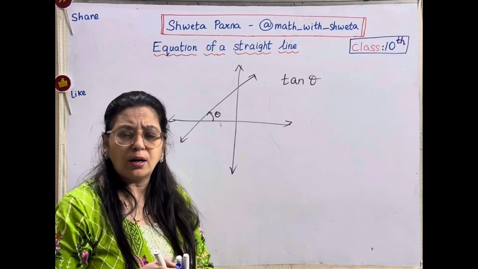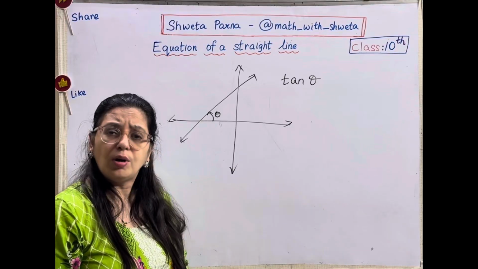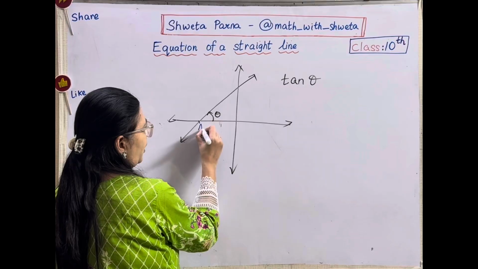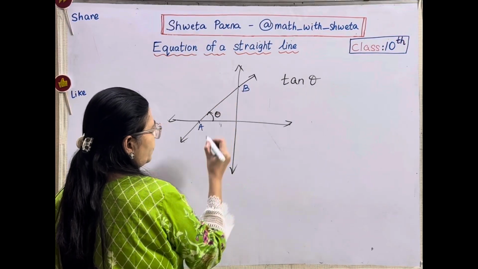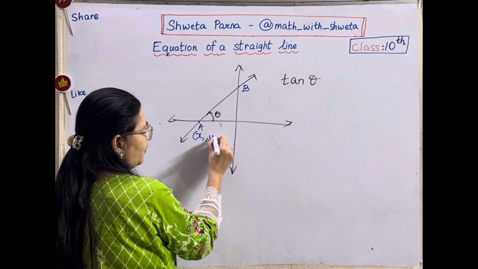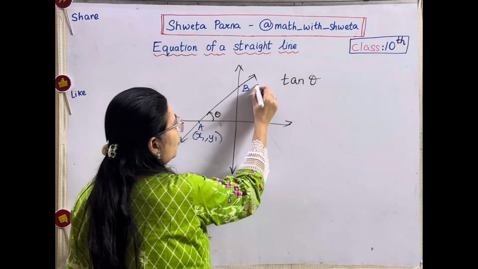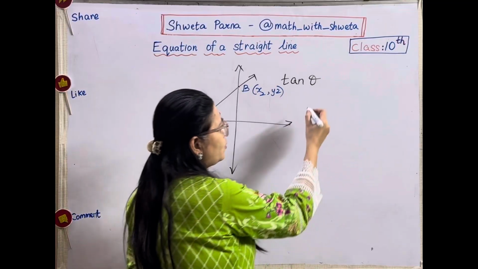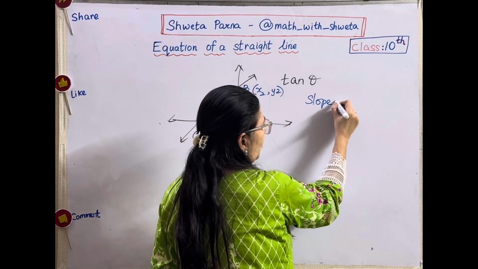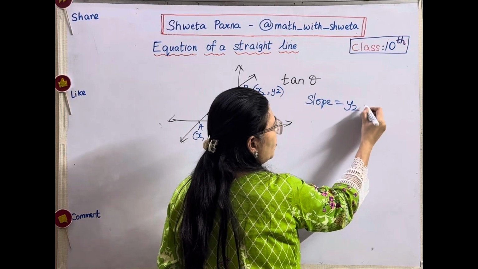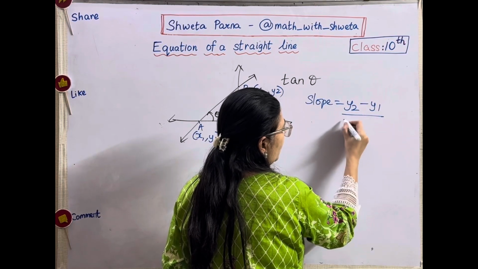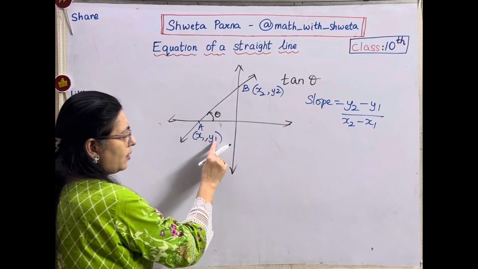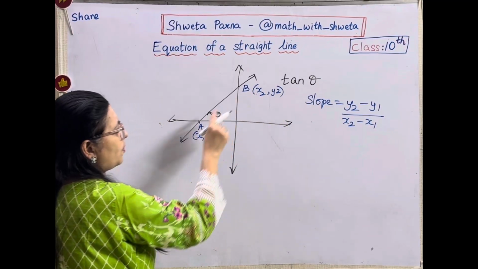But what if the angle of inclination is not given to you? How will you find the slope? Say for example, 2 points are given to you. This is point A, this is point B. This is x1, y1, which are the coordinates. Here the coordinates are x2 and y2. Okay, to find slope, the next formula is y2 minus y1 upon x2 minus x1.